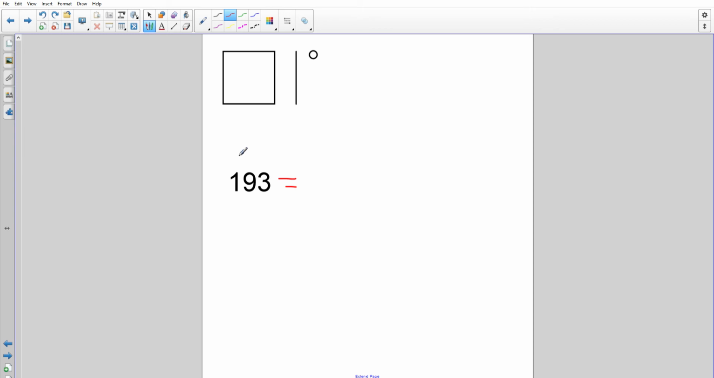Well, if you think about it, it has a 100 in it. So I'm going to write my 100 down. Then I'm going to add in my 9, but that's not a 9, it's a 90, so I'll write my 90 down. And then I have a 3, so I'll add in my 3. So my expanded form equation for that number would be 100 plus 90 plus 3.